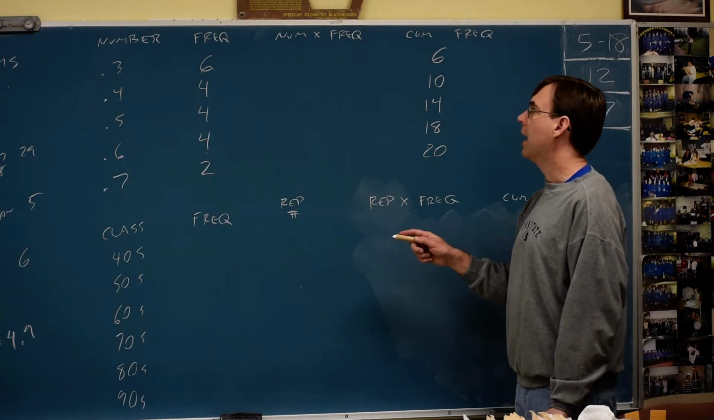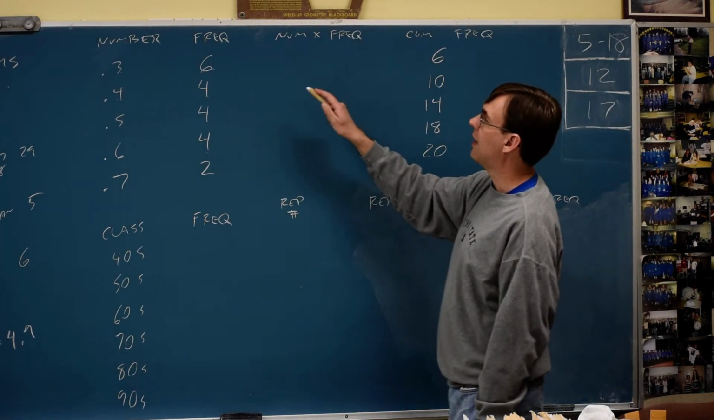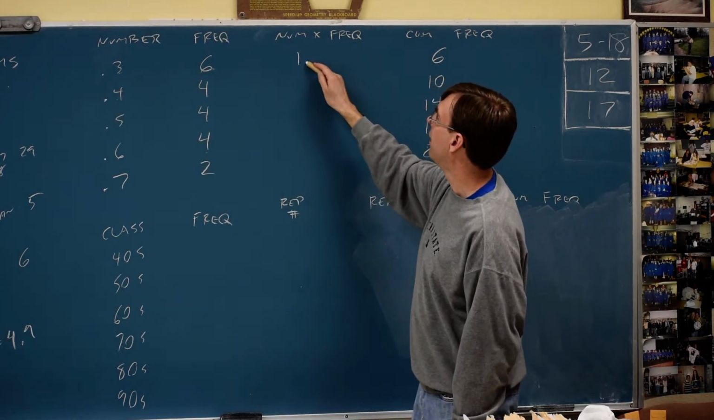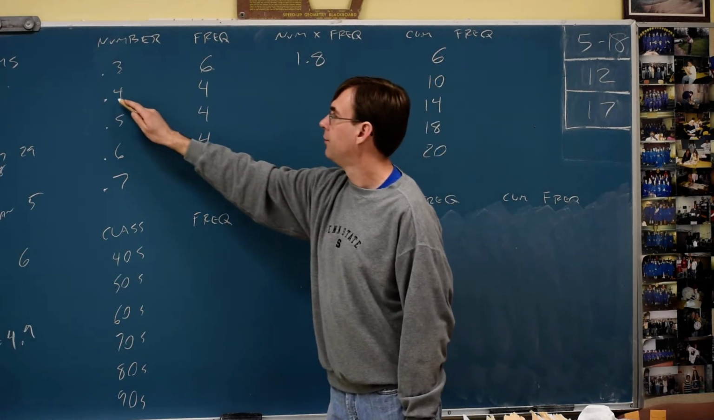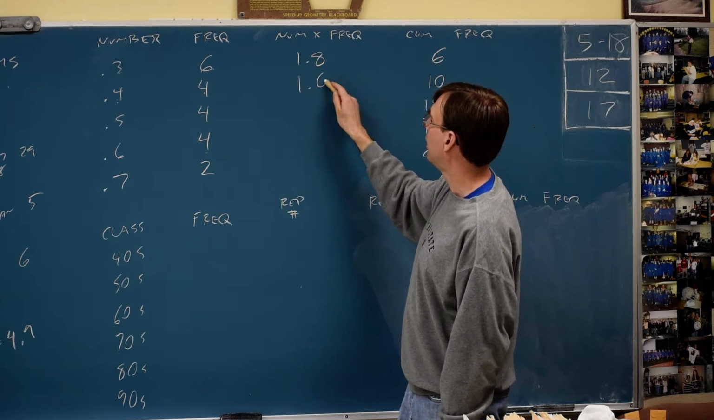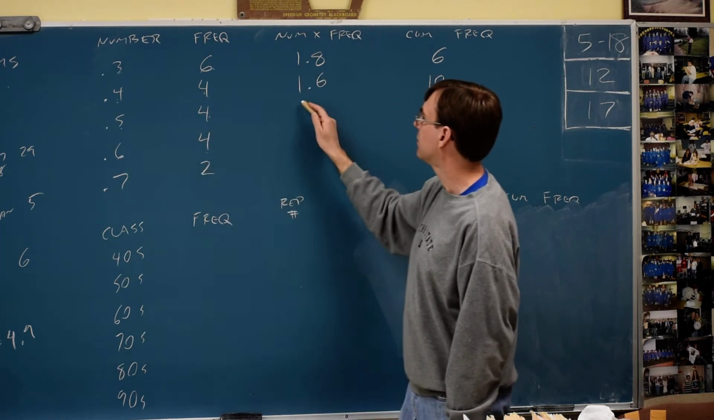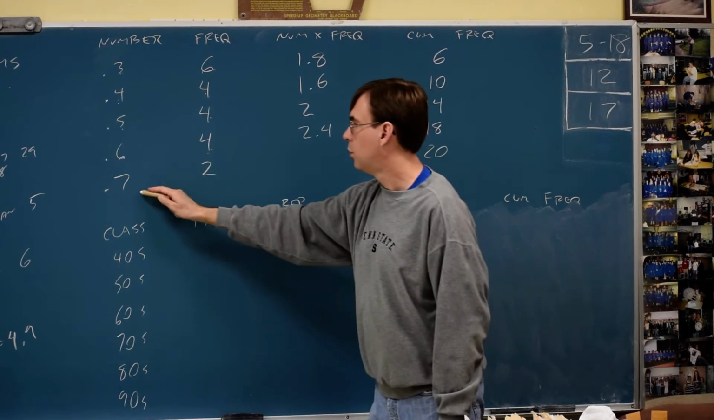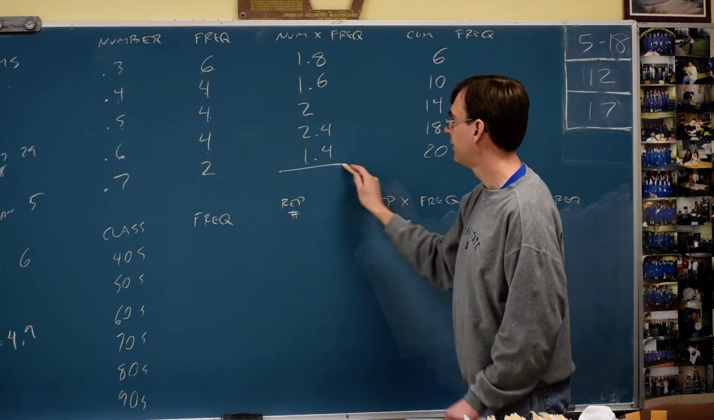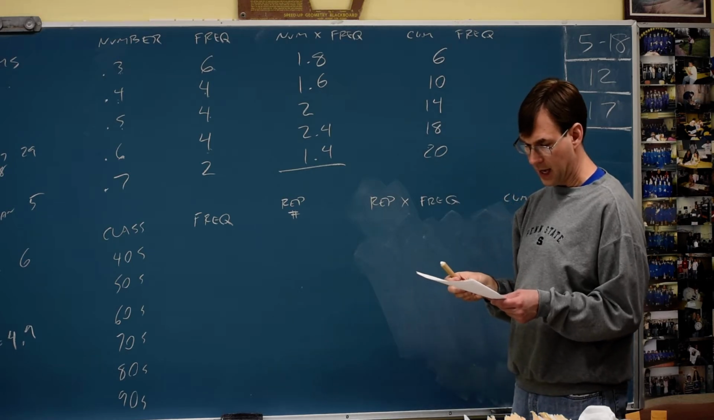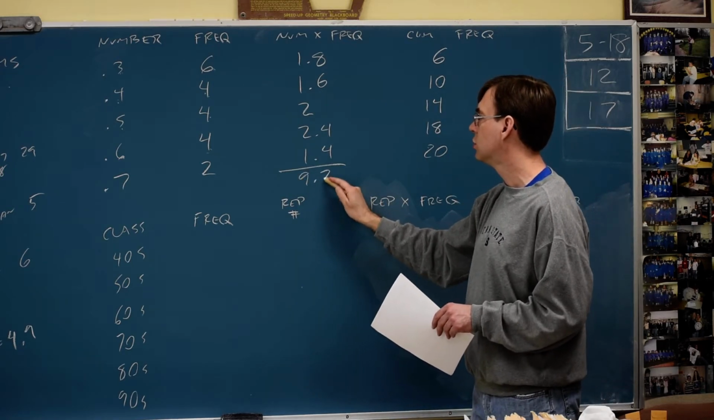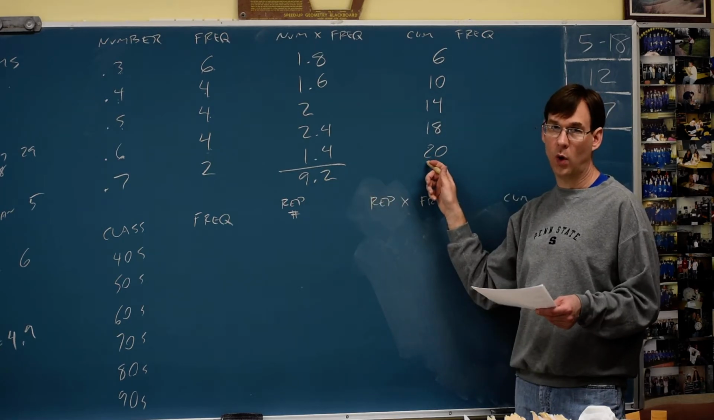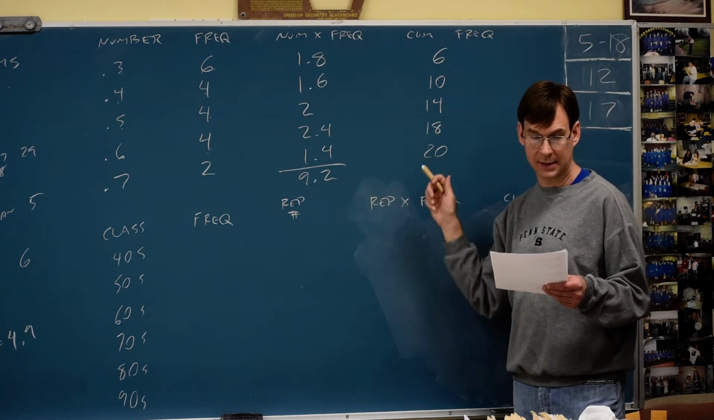Then to do the mean, we're going to have to do our multiplication. 0.3, there's 6 of them, that's 1.8 total. 0.4 times 4 is 1.6. 0.5 times 4 is 2. 0.6 times 4, 0.7 times 2, add that all up, and that should all add up to 9.2. To do the average, 9.2 divided by 20, and it would be a 0.46.